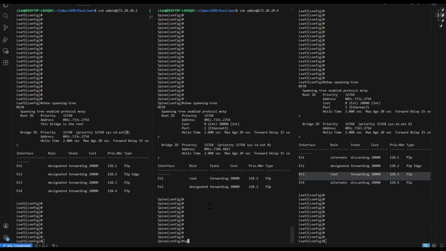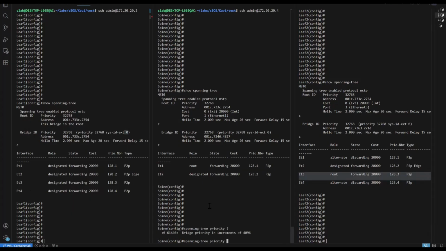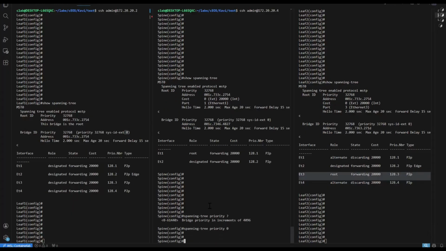So I can say spanning-tree priority. This is one way to do it. The lowest priority that I can configure is 0, and the highest is 61,440, and the bridge priority comes in increments of 4,096. So I cannot configure any number between 0 and 61,440; it has to be an increment of 4,096. But Arista has other options as well. You can basically configure priority 0, so let me do that.